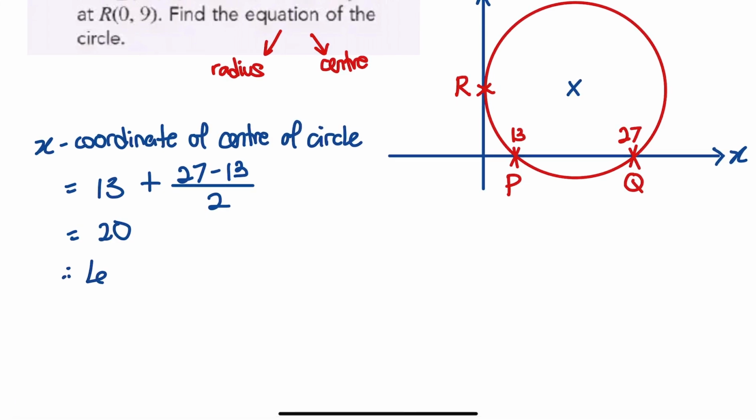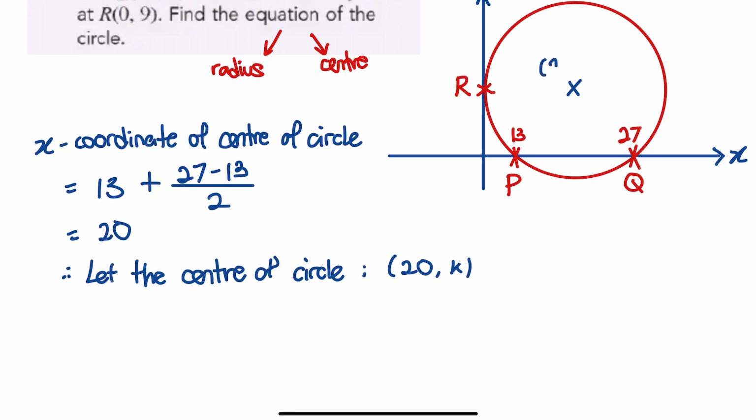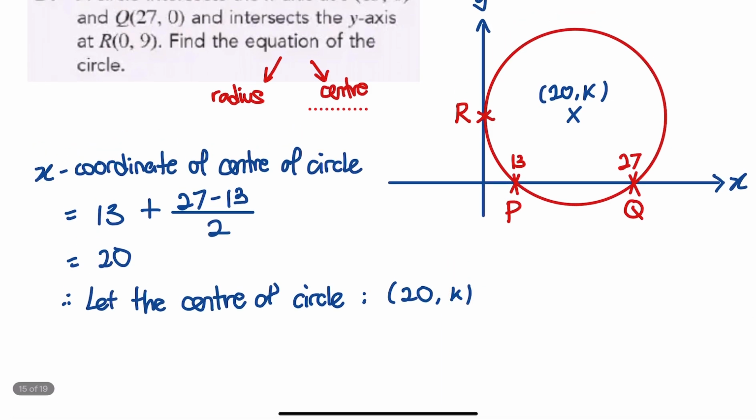So therefore, let the coordinates of the center of the circle be, I know the x-coordinate now, 20. I don't know the y-coordinate, so let's call it k. So over here I call this point (20, k). Now my next step, I want to find out what k is. Based on the information given by the question, I need to find center and radius. From the center of the circle to any point R, P, or Q, these are the radius of the circle.